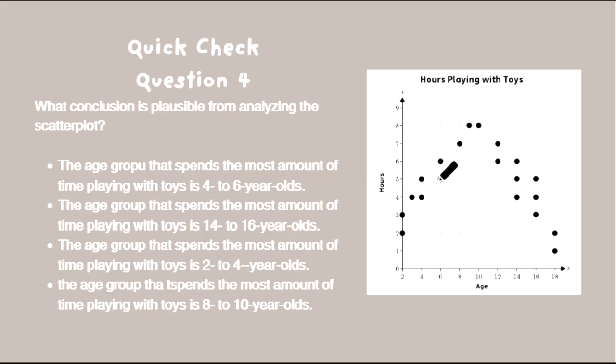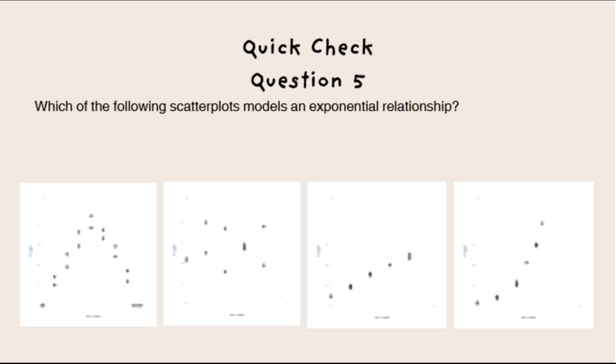The age group that spends the most amount of time playing with toys is 14 to 16. So they're saying between here and here are the people that play with toys the most. The age group that spends the most amount of time playing with toys is the 2 to 4-year-olds. So they're saying this age group right here are the ones that play with toys the most. And the age group that spends the most amount of time playing with toys is the 8 to 10-year-olds. So they're saying this group right here are the ones that play the most. Sorry for all the typos.